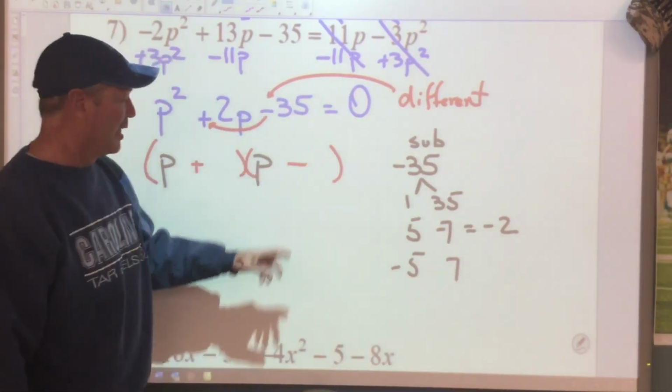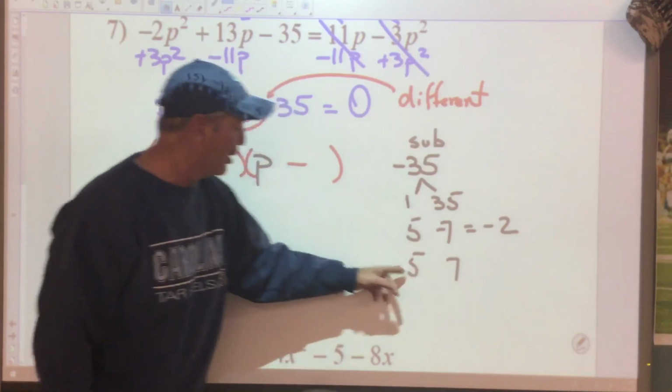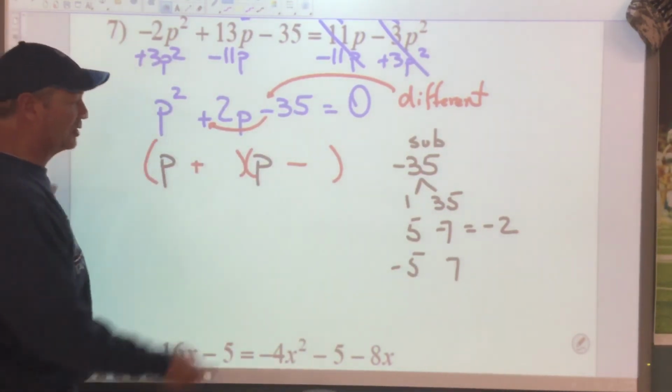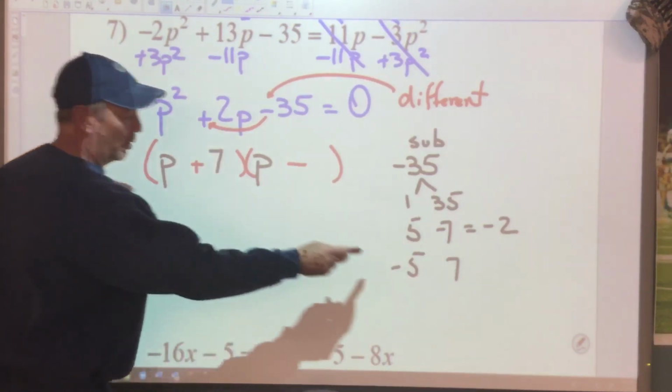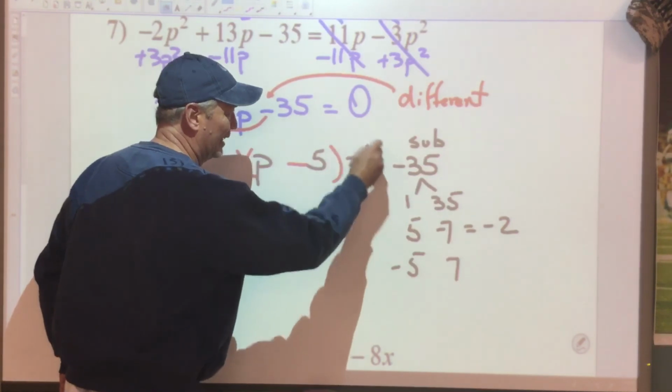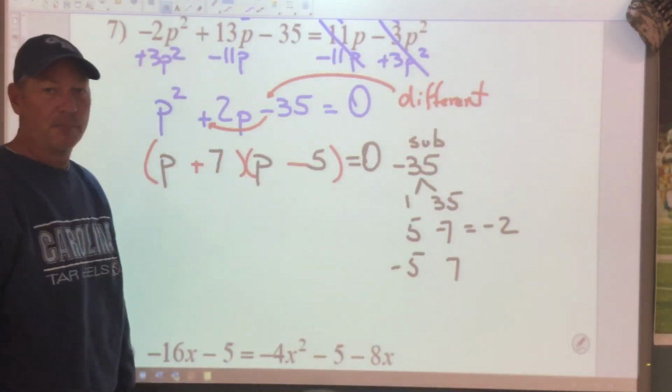That's what we said. The bigger number needs to be a positive or a plus. So we're going to put the 7 with the plus sign. We're going to put the 5 with the minus sign. Equals 0. Don't forget your equals 0.